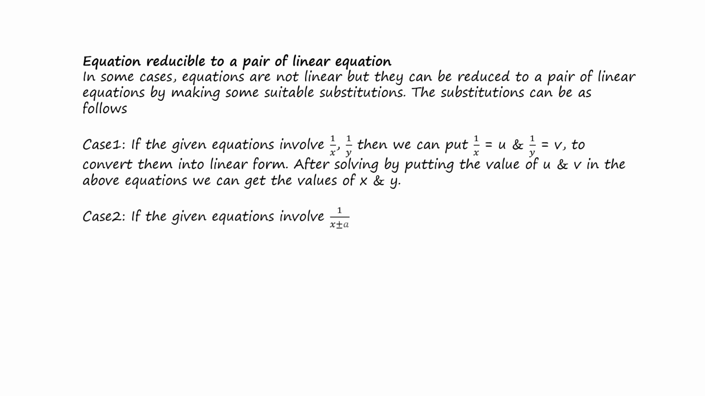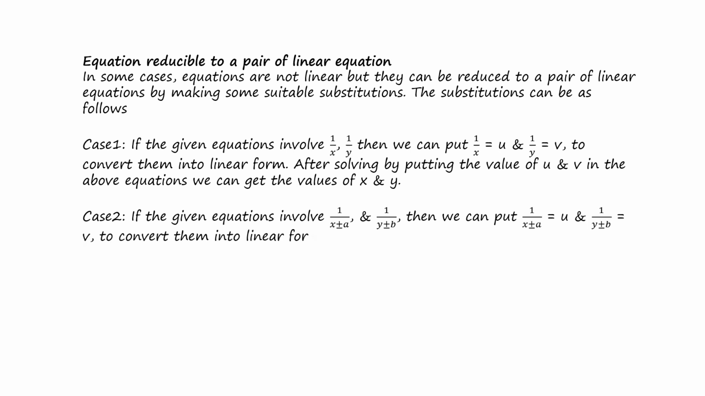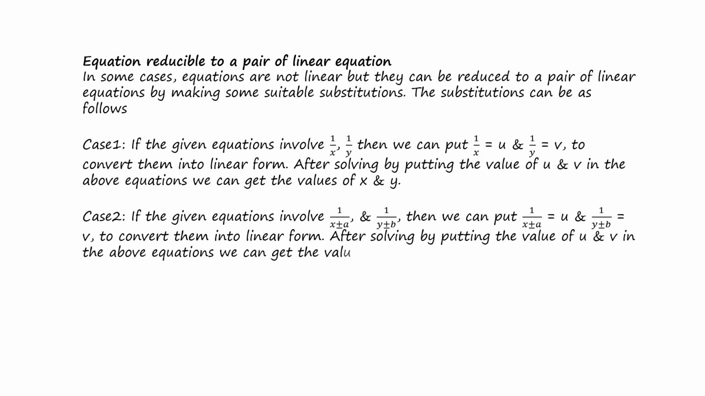In case 2, if the given equation involves 1 by x plus or minus a and 1 by y plus or minus b, then also we put 1 by x plus or minus a equals u and 1 by y plus or minus b equals v to convert them into a linear form. After solving and by putting the values of u and v in the above equation, we get the values of x and y. Here a and b are some constants.